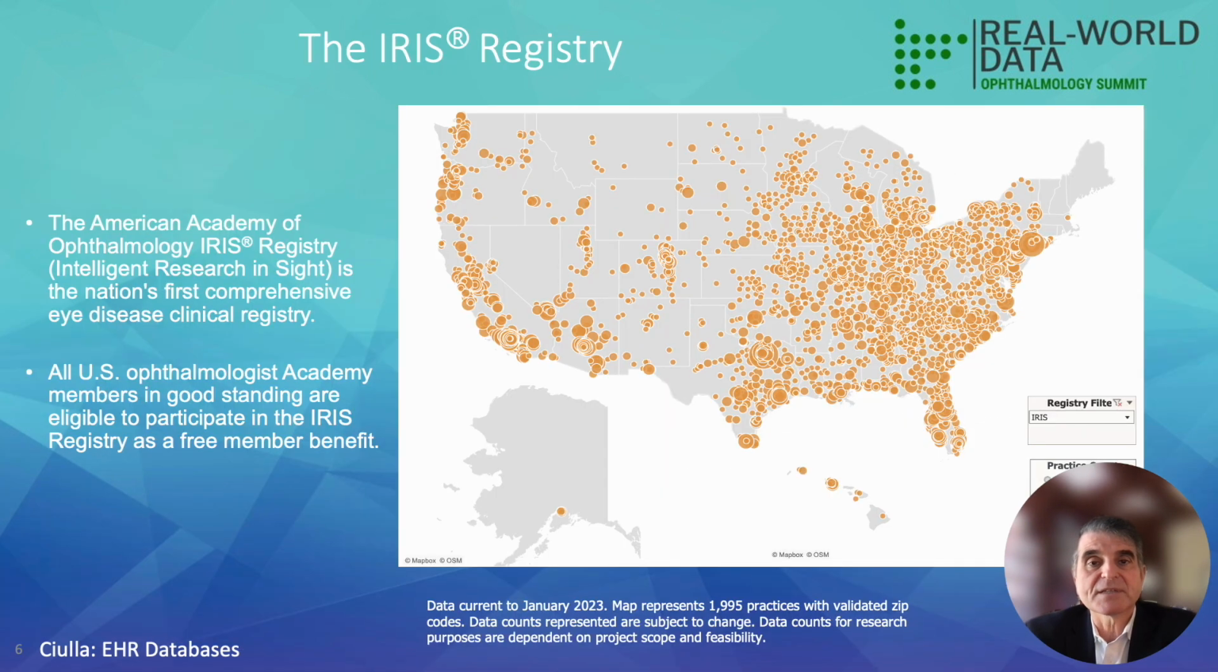The IRIS registry is the nation's first comprehensive eye disease clinical registry. All U.S. ophthalmologist academy members in good standing are eligible to participate in the IRIS registry. These physicians benefit because the system facilitates quality measure reporting for Medicare's merit-based incentive payment system.